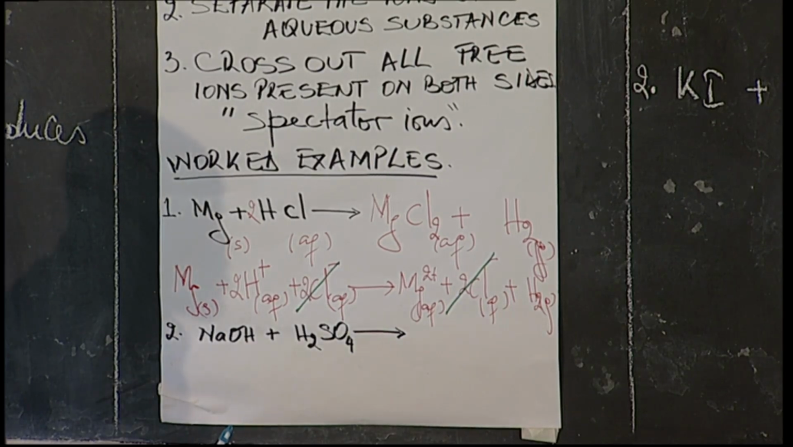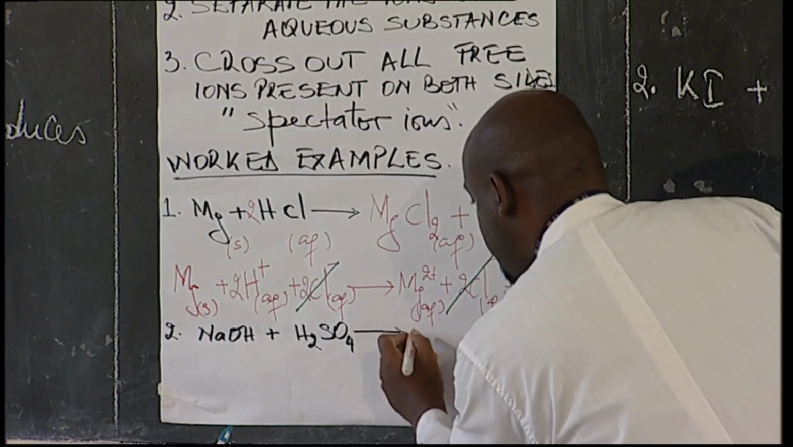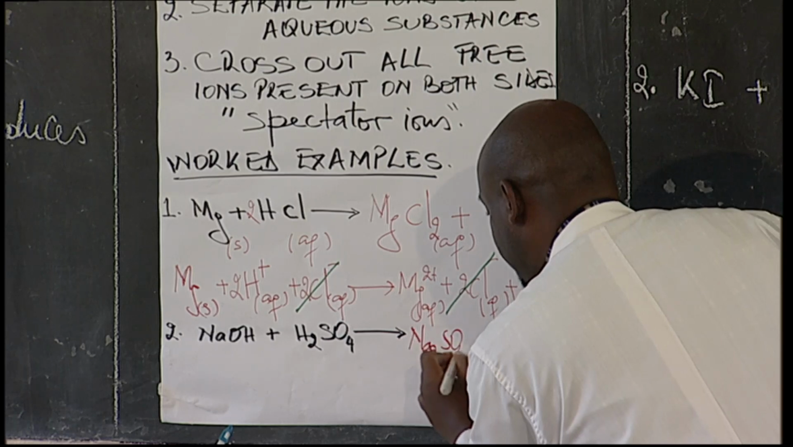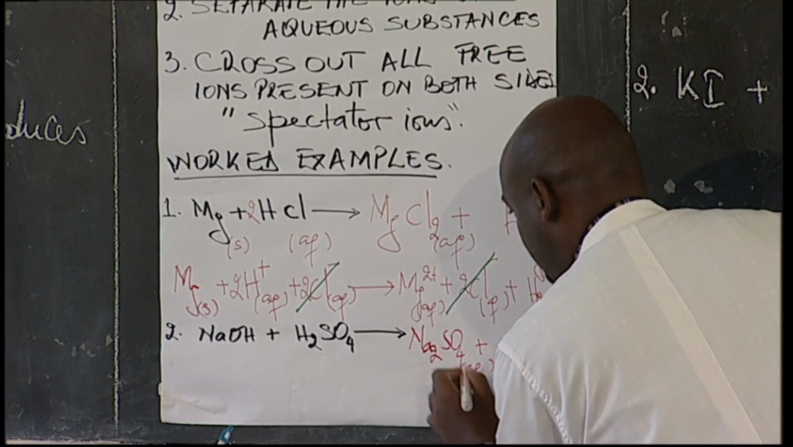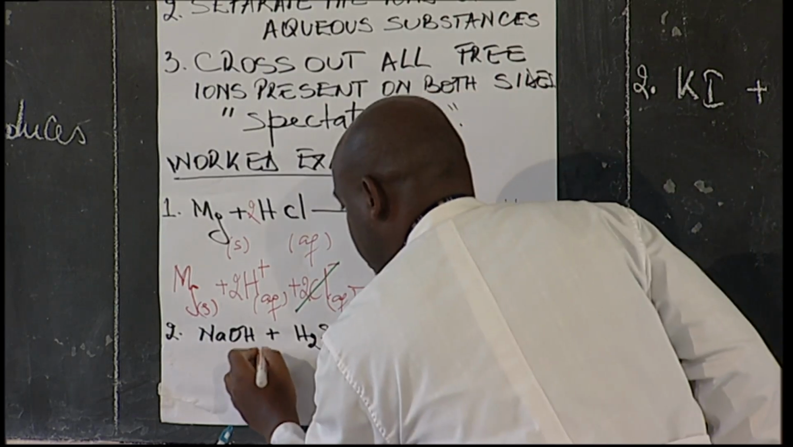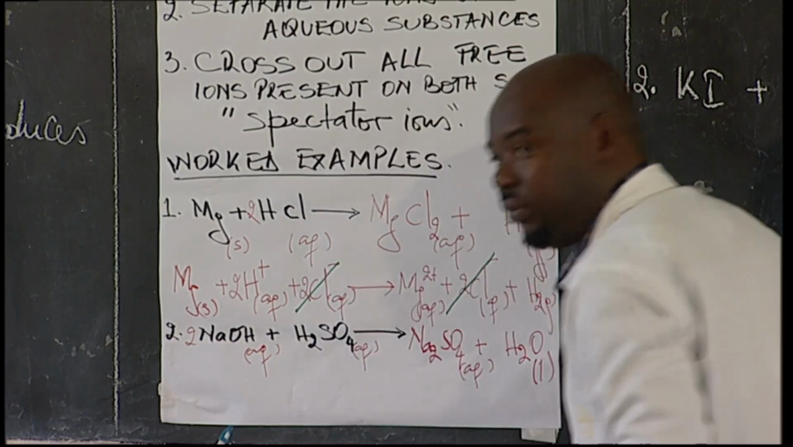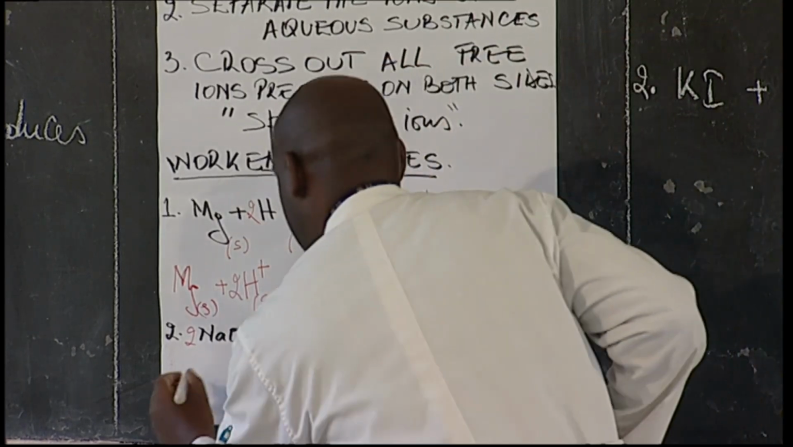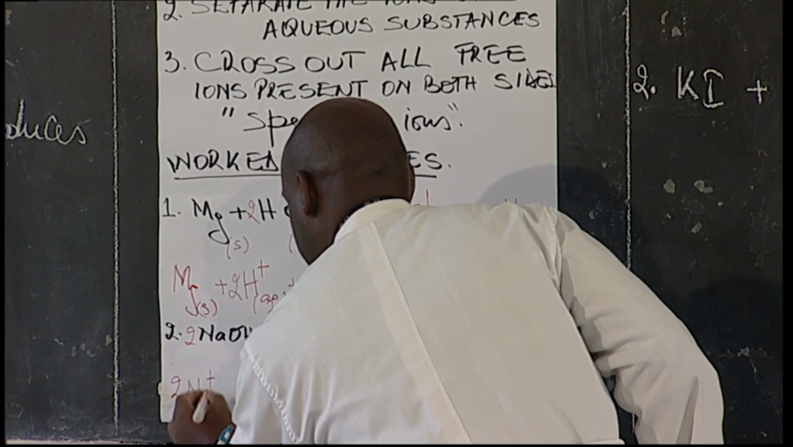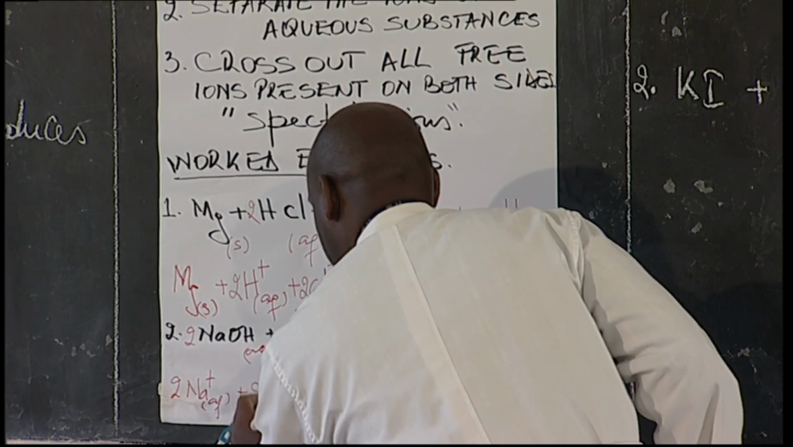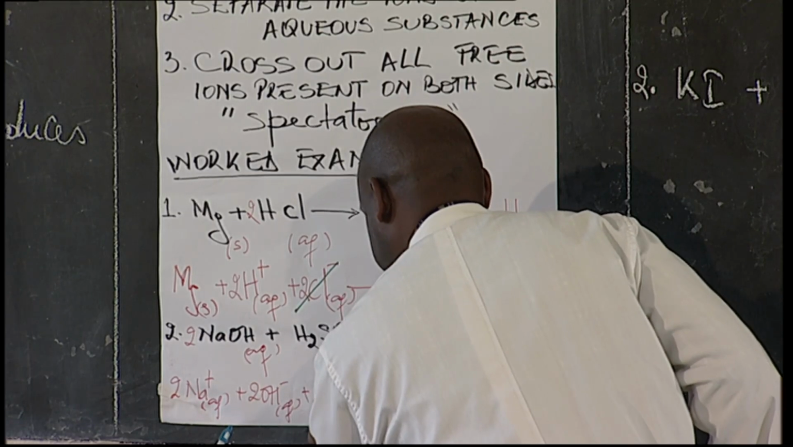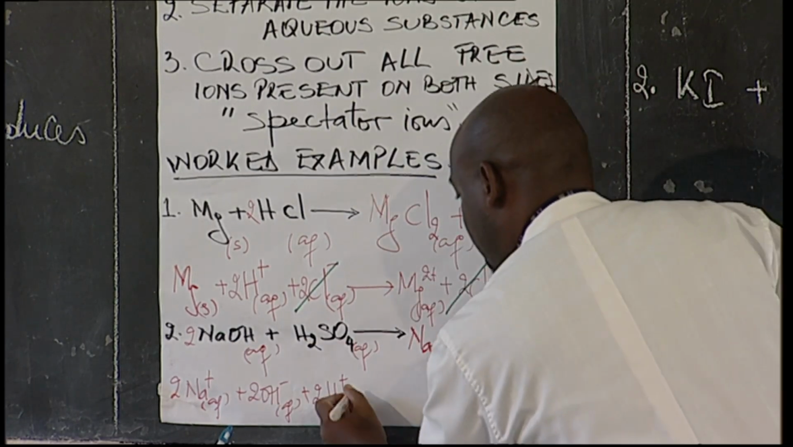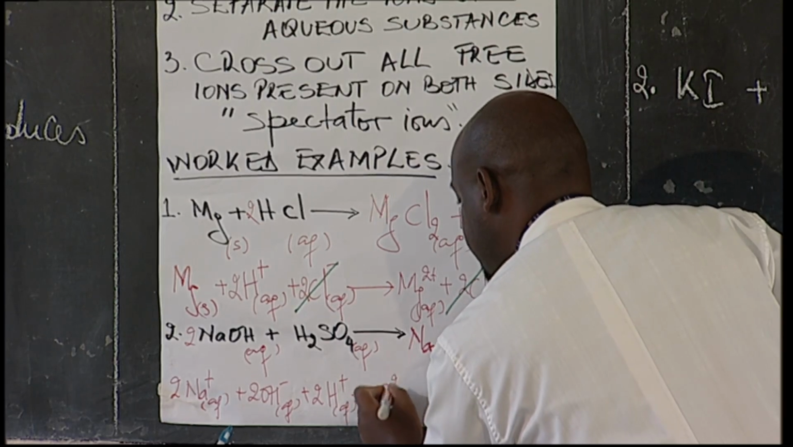Let us have a look at the second equation. Here we have sodium hydroxide and sulfuric acid producing sodium sulfate and water. Water is in the liquid state, the others are aqueous, and we balance. We separate the ions. Here we have 2 sodium aqueous plus 2 OH negative aqueous plus 2H positive. All the substances we have here are in the aqueous form, so we separate the ions.